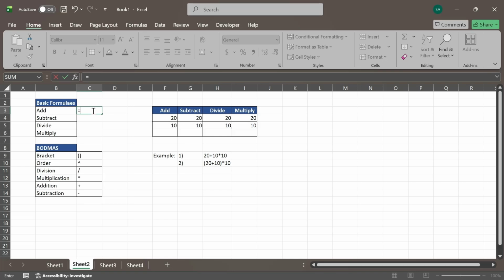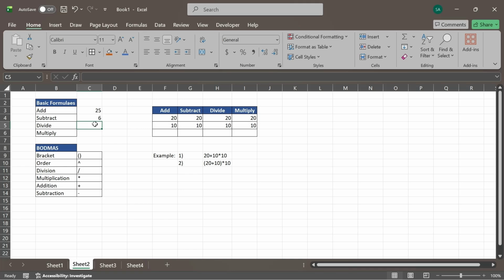So for example, I have two numbers, let's say 12 plus 13. This way we used to add two values. Subtract means minusing up the values. As I told you, any formula in Excel starts with equal to sign. Let's say 10 minus 4, right?